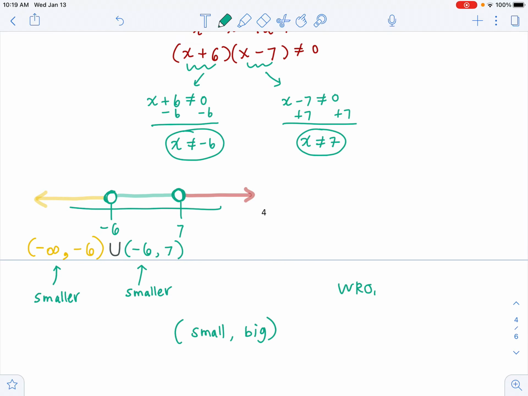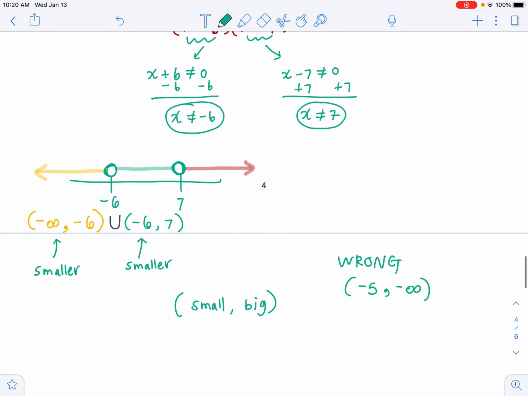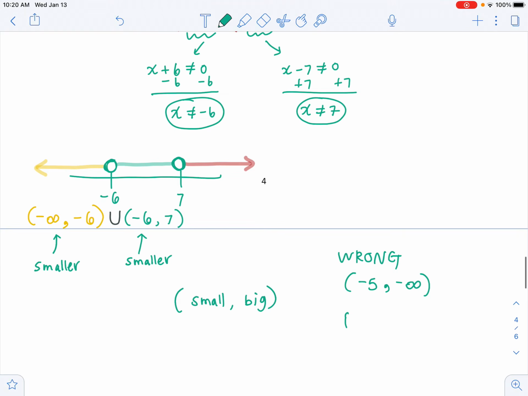So let me show you what I often see. Some students write it this way. They say, hey, negative 5 to negative infinity. I know what you mean, but this is the wrong way of writing the interval notation. If you want to write an interval that goes left of negative 5, the right way is to write the negative infinity first and then negative 5. Put the small things on the left first, okay? Now that's one little thing about the interval notation if you never used it before.